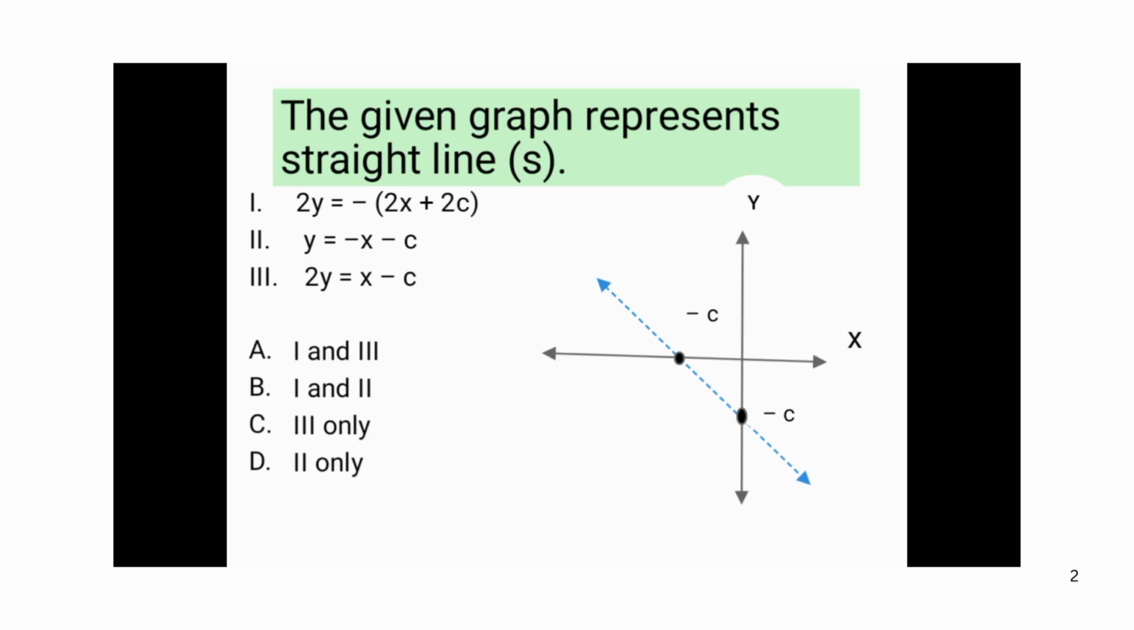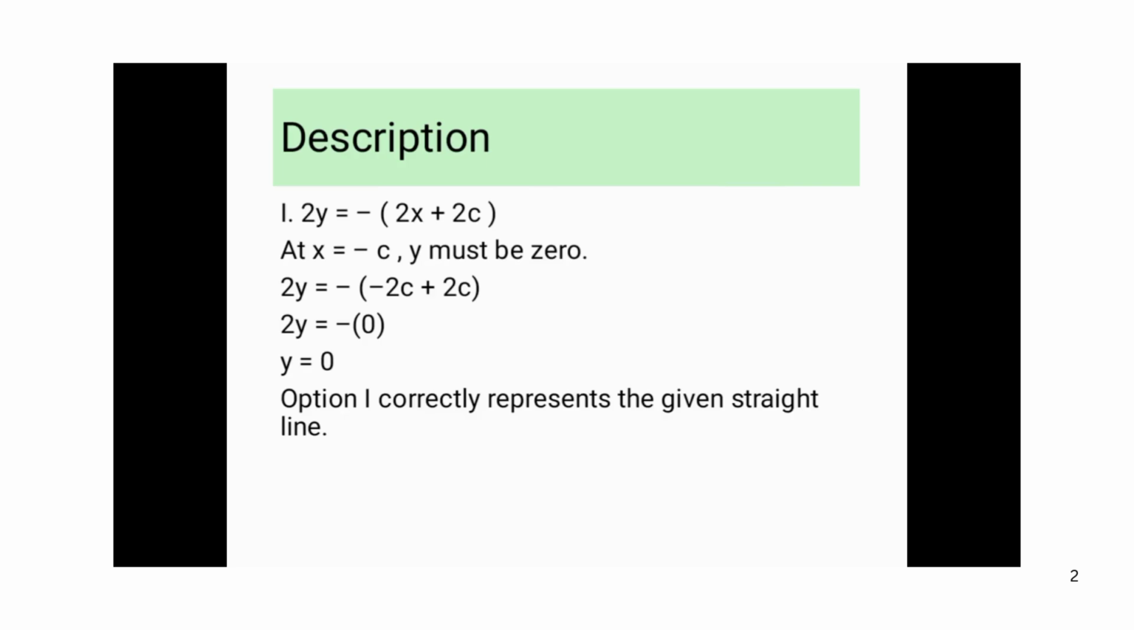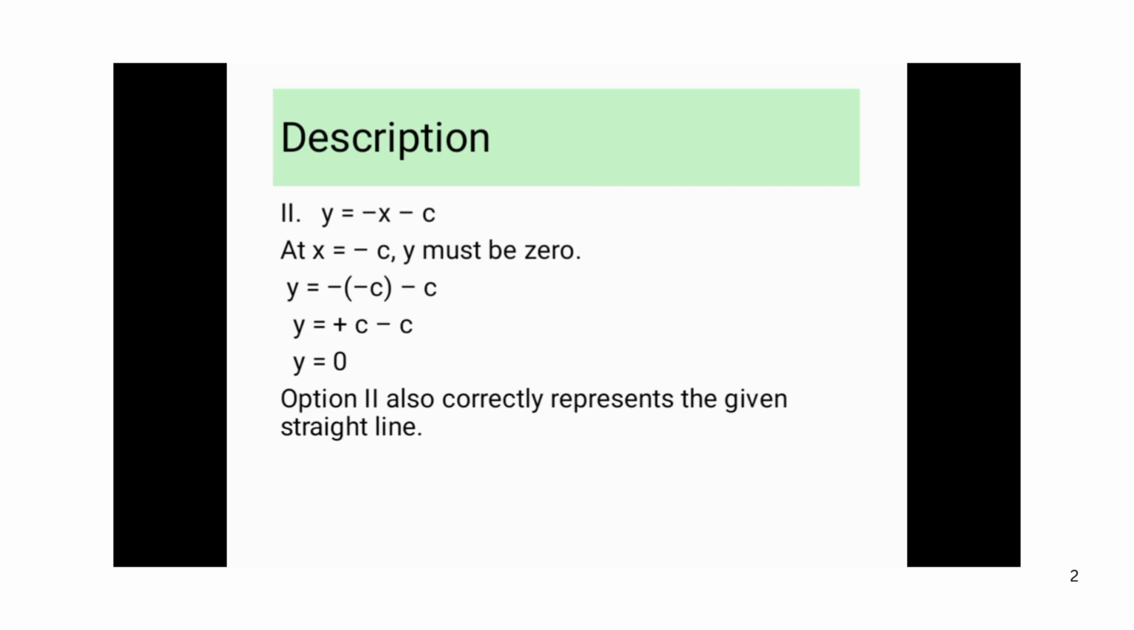Explanation: 1. 2y equals minus 2x plus 2c. At x equals minus c, y must be 0. 2y equals minus into minus 2c plus 2c, 2y equals 0, y equals 0. Option 1 correctly represents the given straight line. 2. y equals minus x minus c. At x equals minus c, y must be 0. y equals minus into minus c minus c, y equals plus c minus c, y equals 0. Option 2 also correctly represents the given straight line.